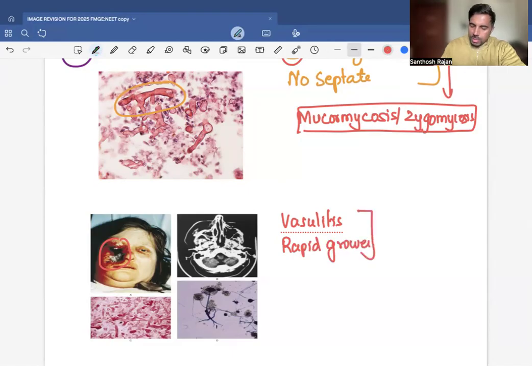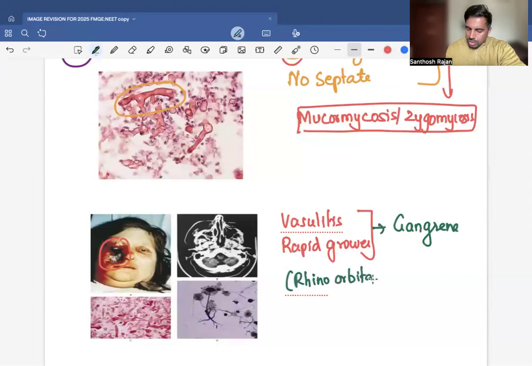Because of this, there was severe gangrene. Gangrene is very common because necrosis of the tissue is very common. So this usually causes rhino-orbital, orbital or ocular, rhino-orbital cerebral mycosis. It goes to the brain also. That's why death was very common. The risk factors, you know very well. That is also an important question. Risk factors they frequently ask here.